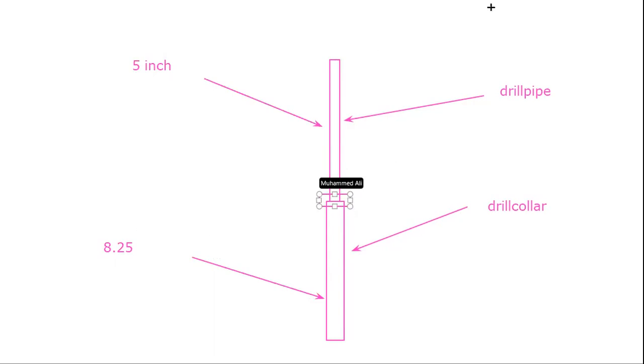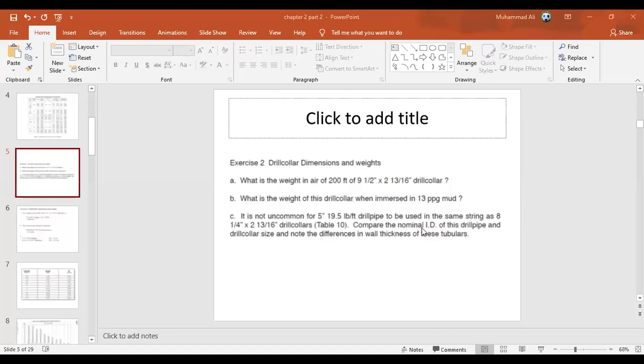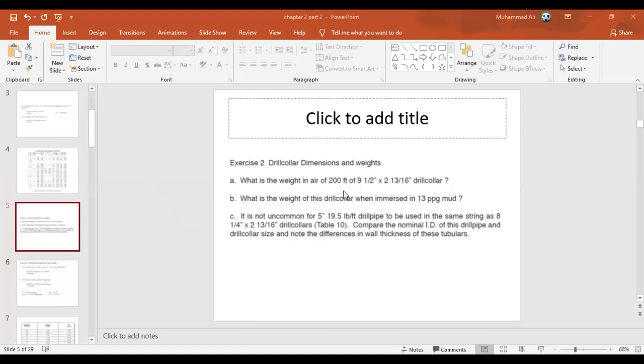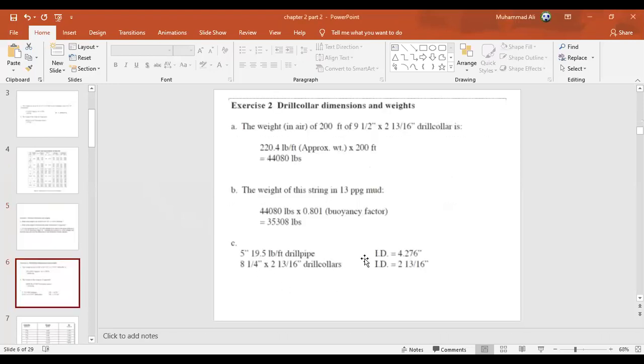So question 3 says that you must compare both of them, their inside and outside diameter. Compare the nominal ID, inside diameter, of drill pipe and drill collar. Now, first, again, we have to use the table. First of all, for the drill collar, the inside diameter is already given, which is 2 13/16 inch.